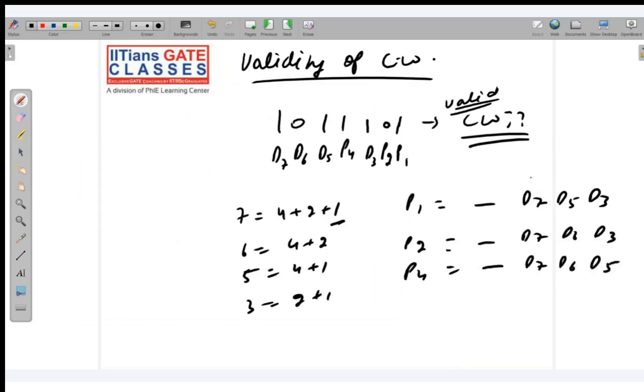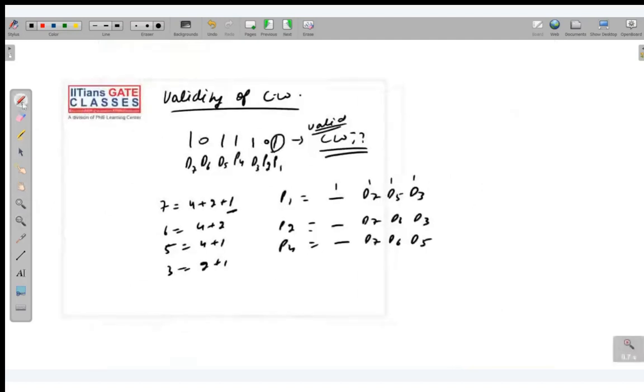D7 is 1, D5 is 1, D3 is 1. So P1 should be 1. And please check what P1 we have in the code word, 1. So I will write corresponding correction bit. C1, it will be 0. Okay, correction bit will be 1 when we are having a difference. Next, D3. D3 is 1. D6 is 0, D7 is 1. So P2 should be 0. What is P2? 0. So I will write C2 is 0.